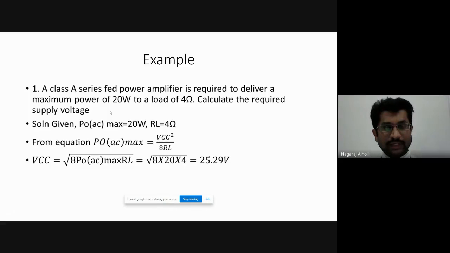Correct, getting the point here? The AC signal we are maintaining at 0 first when we are applying the DC voltage. We are applying only the DC voltage first. So the input power is DC. Try to understand here. And what AC power we are getting is when we are applying the input signal. When we start to apply the input signal, then whatever output we are getting, that is the AC power. Got the point here? So it is the maximum AC power.